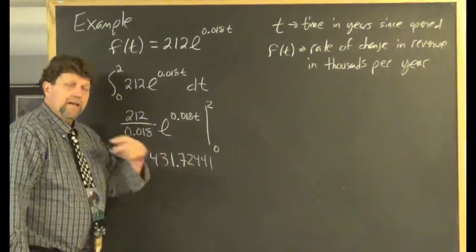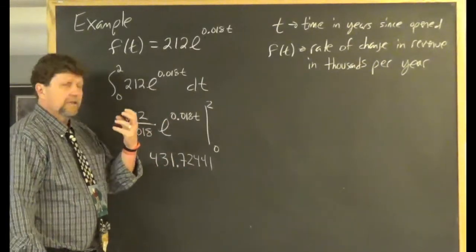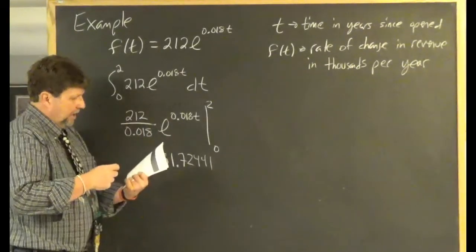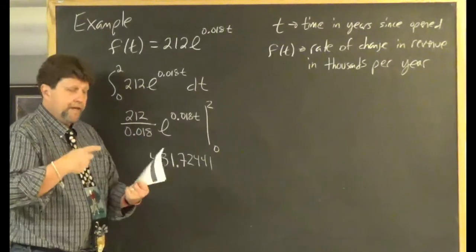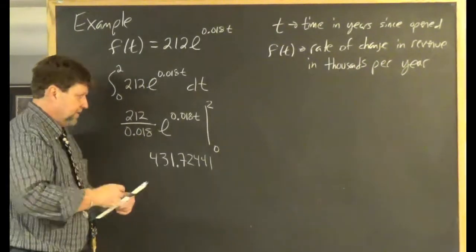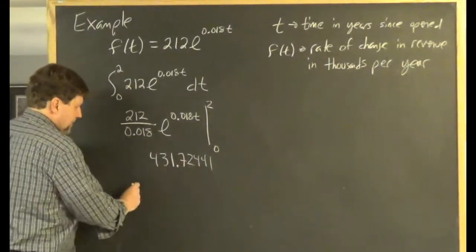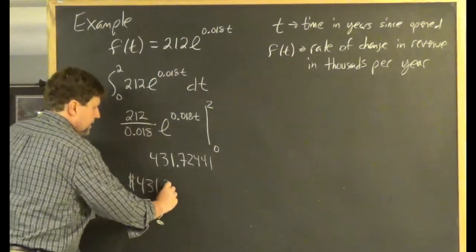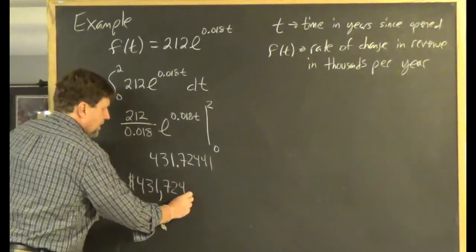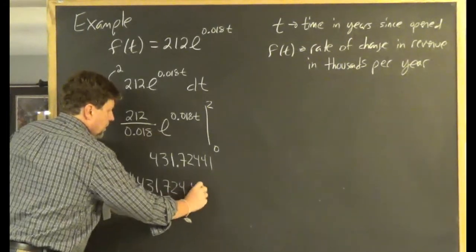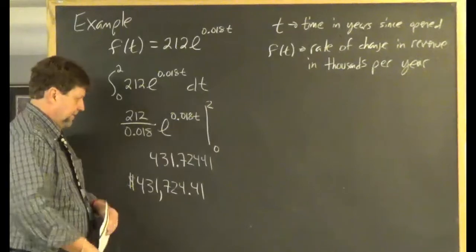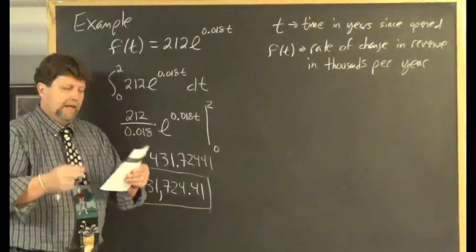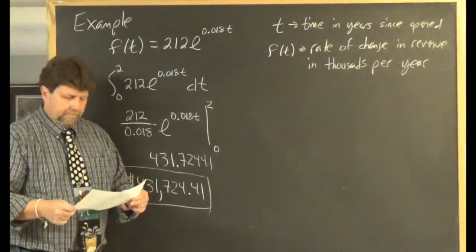So it's this many $1,000. That's the total revenue. So I would probably write my answer for the total amount generated in revenue in the first 2 years. I would convert this to thousands, and I would just say it's $431,724.41. Integrating a rate function. Basics.